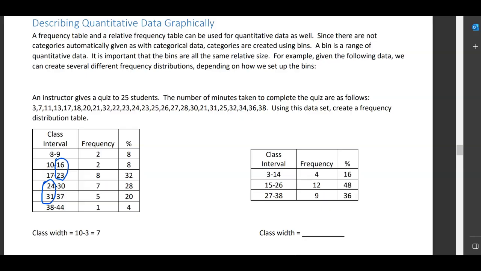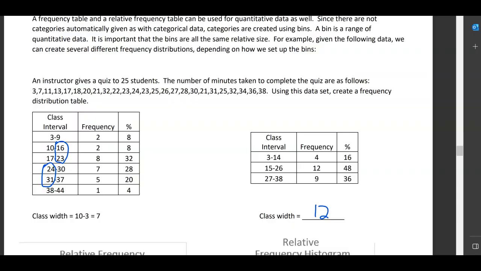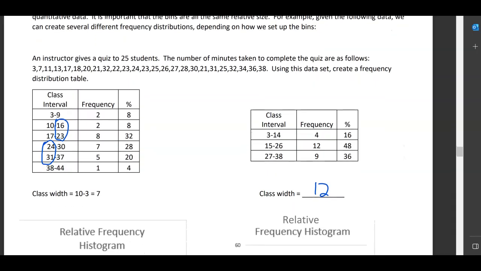If you change the size of the class intervals, so 15 minus 3 is 12. Now if the class width is 12, it makes it look different. So you can decide the size of the class interval, or called bins, and then that makes the picture look differently.